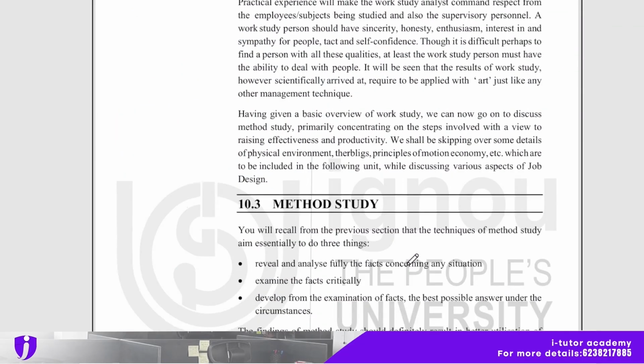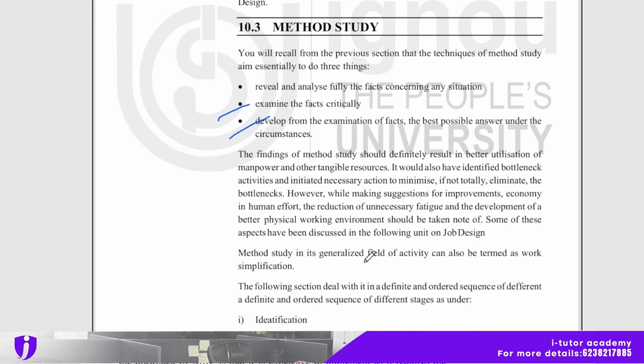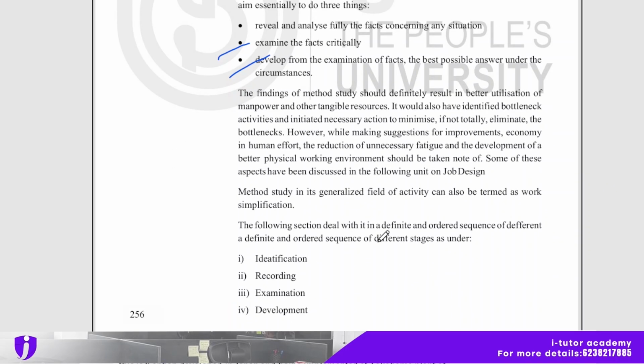Next is method study. You will recall from the previous section that the technique of method study aims essentially to do three things: reveal and analyze fully the facts concerning any situation, then examine the facts critically and develop from the examination of facts the best possible answer under the circumstances. The findings of method study should definitely result in better utilization of manpower and other tangible resources. It would also have identified bottleneck activities and initiated necessary action to minimize and, if not totally, eliminate the bottleneck.